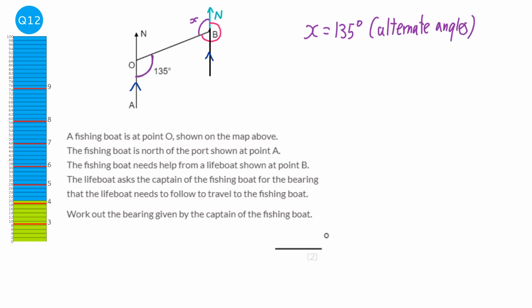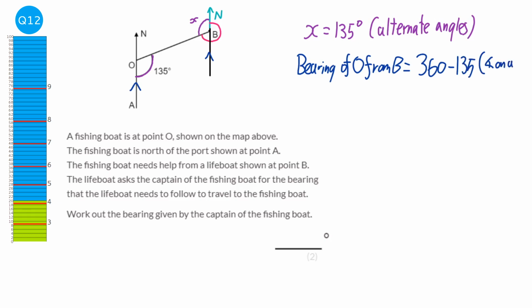Okay, and so to find out what the bearing of O from B is, it's just going to be 360 take away 135. And the reason for that is angles on a point. We've run out of space. Okay, so we're going to do 360 take away 135, which is 225. And so our answer is 225.